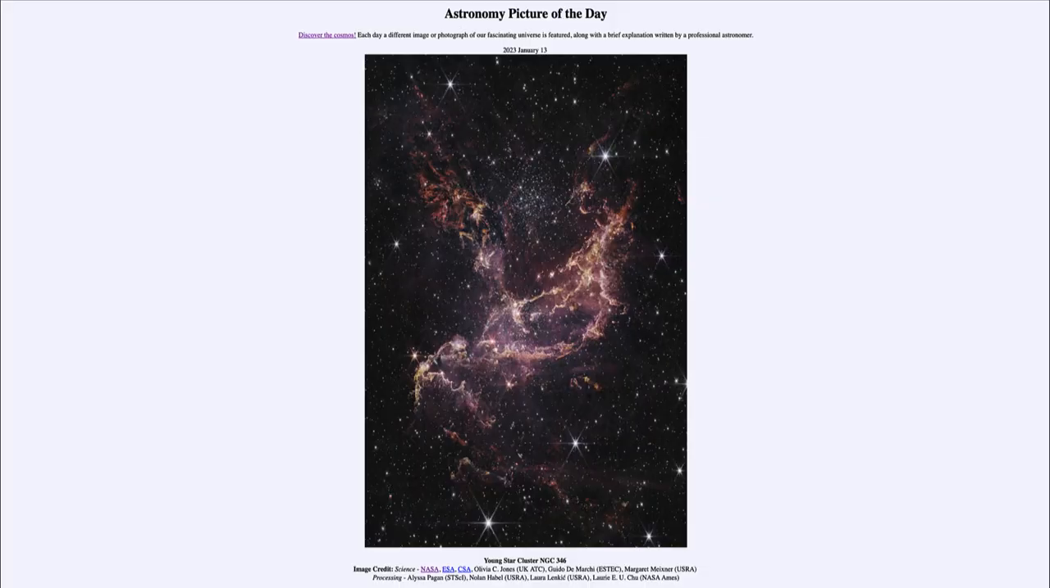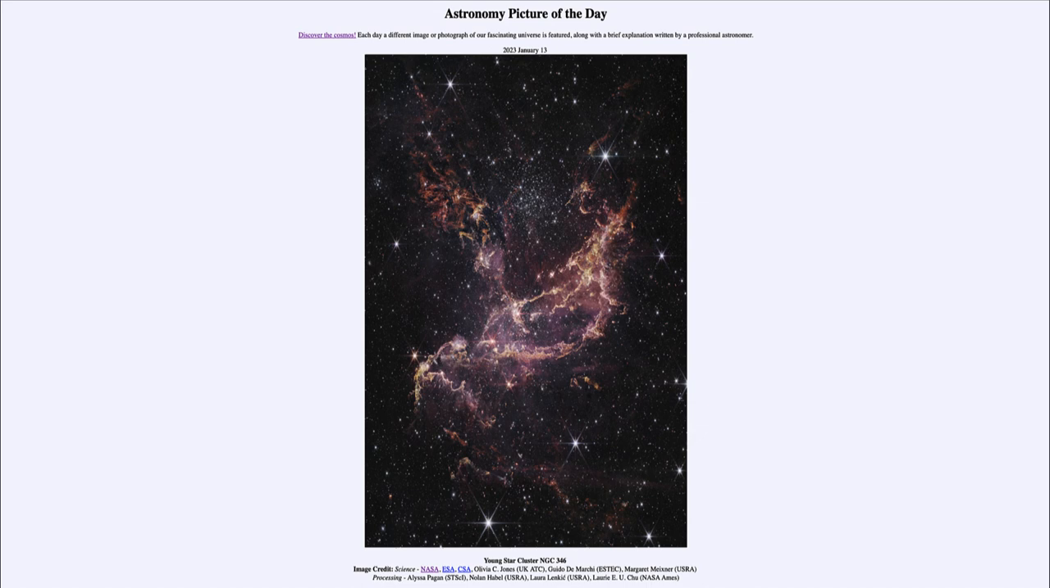One of the things that I like to do in each of my introductory astronomy classes is to begin the class with the astronomy picture of the day from the NASA website at apod.nasa.gov/apod. And today's picture for January 13th of 2023 is titled Young Star Cluster NGC 346. So what do we see here?